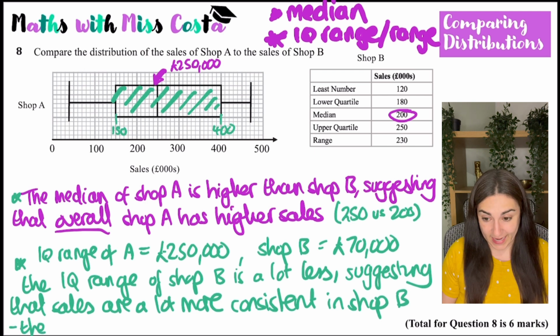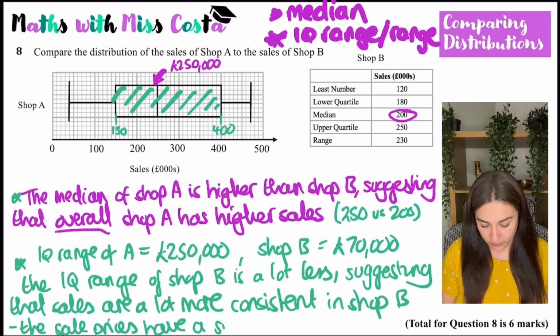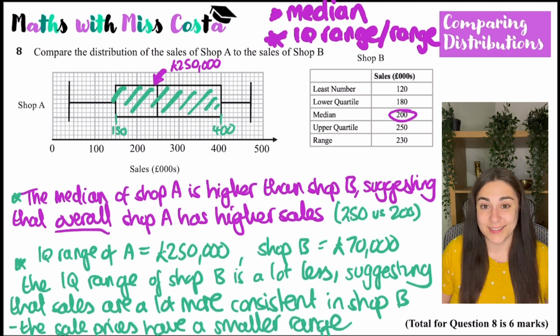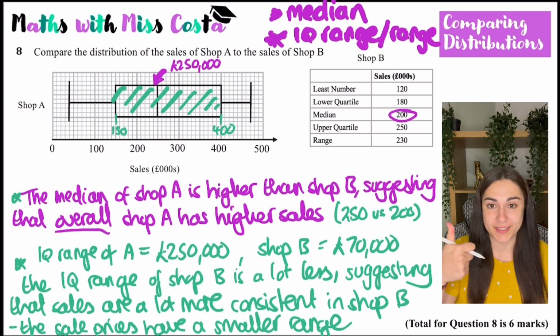The sale prices have a smaller range. And that's what we do to compare distributions, so median and either range or interquartile range.